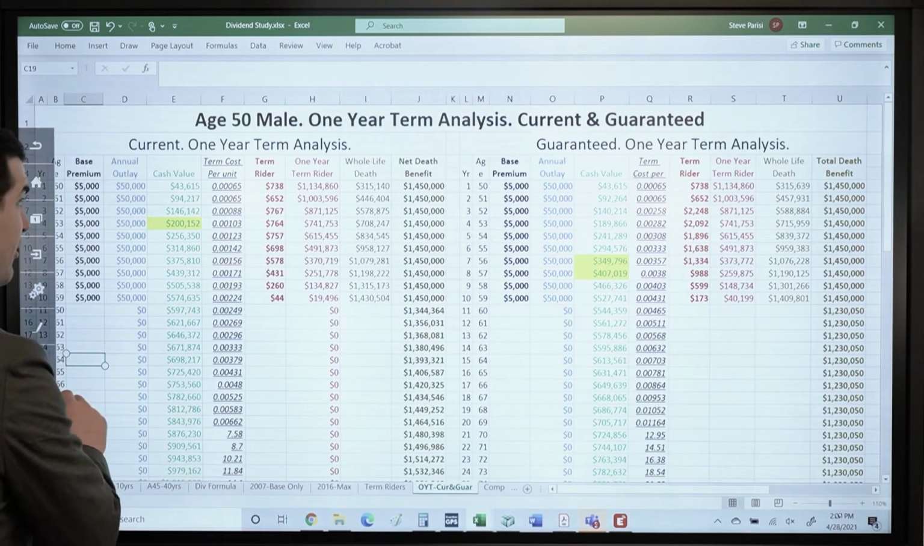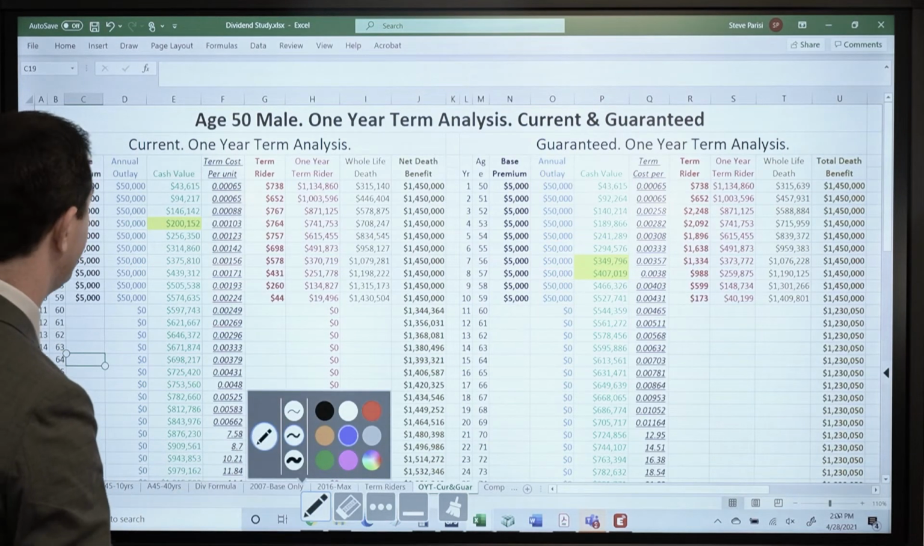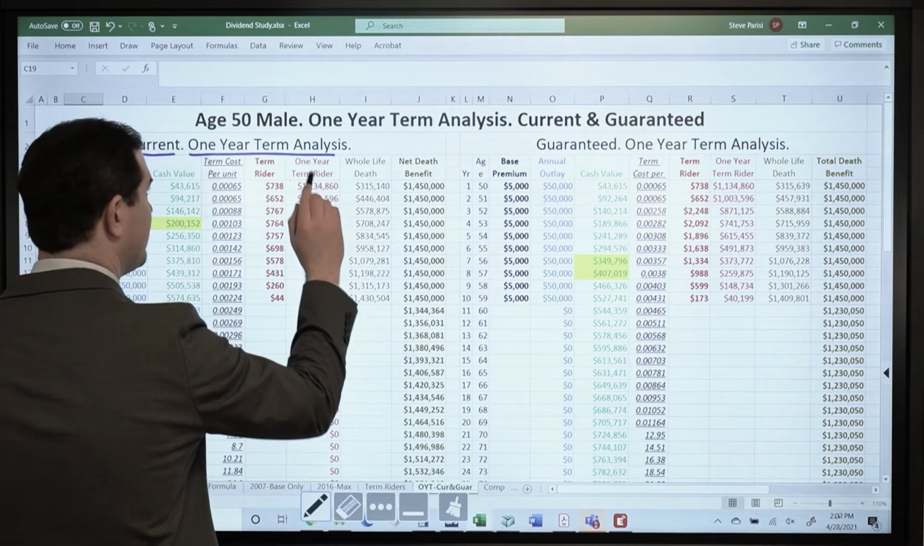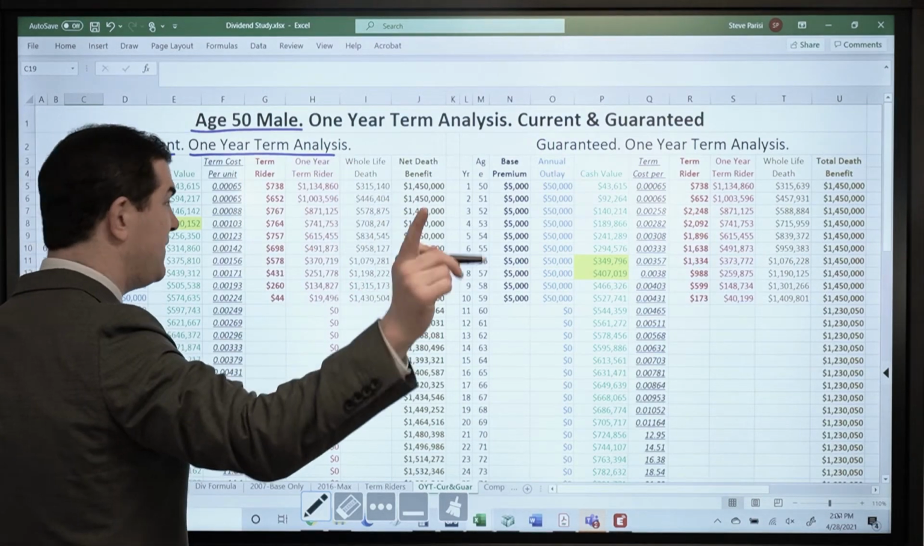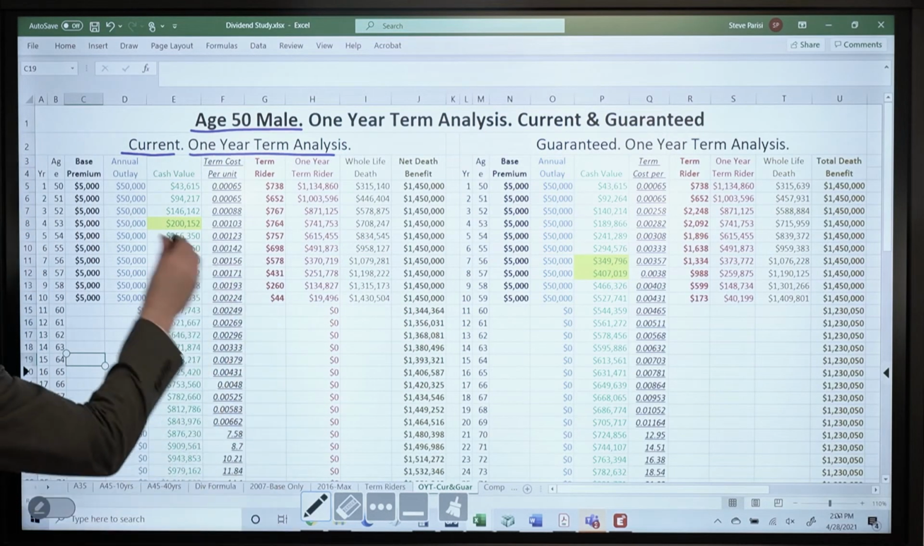So I want to go through this one thoroughly here. On the left, we see current. Current 1-year term analysis. This is on an age 50 male. So it's a policy with $50,000 per year going into the policy.